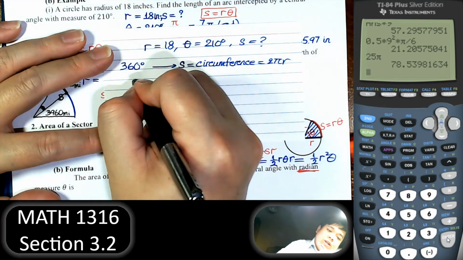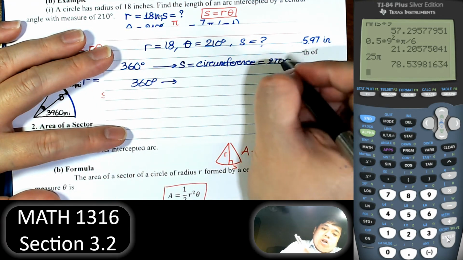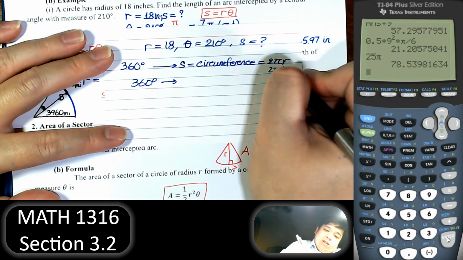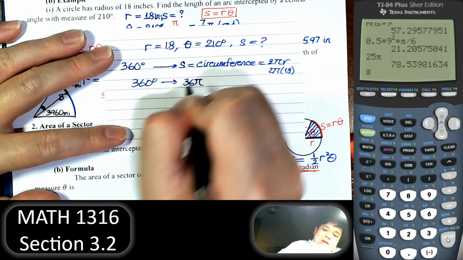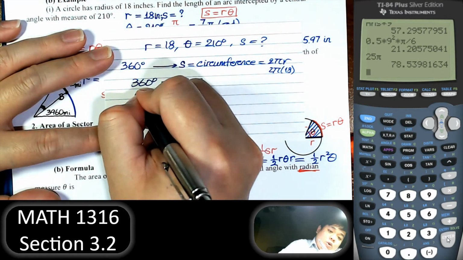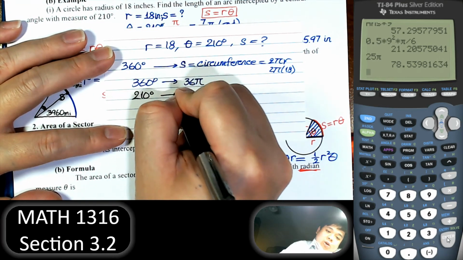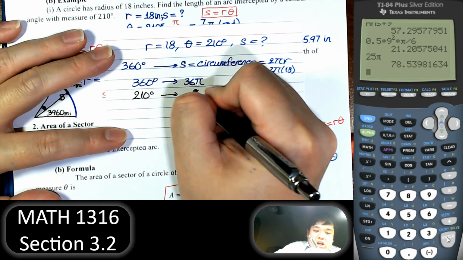So we have 360 degrees is equivalent to 2 pi r. 2 pi r with r equal to 18 is 36 pi. Now if the arc length is 36 pi, because the unit is inches, then what if we only have 210 degrees? What would be the equivalent arc length of that? Right. So we just set up the ratio proportion.